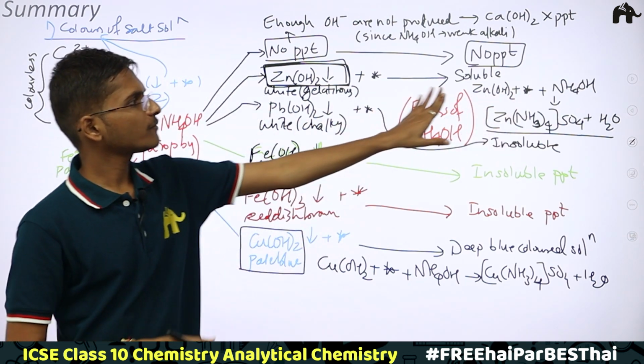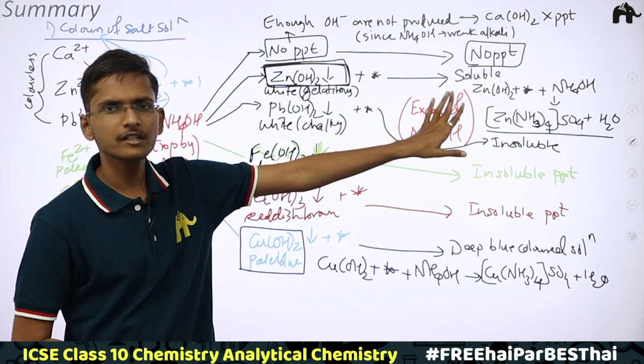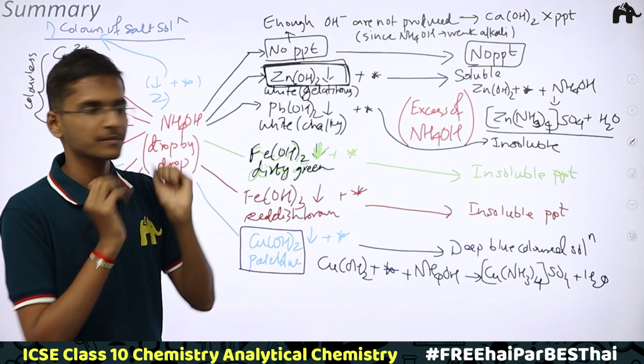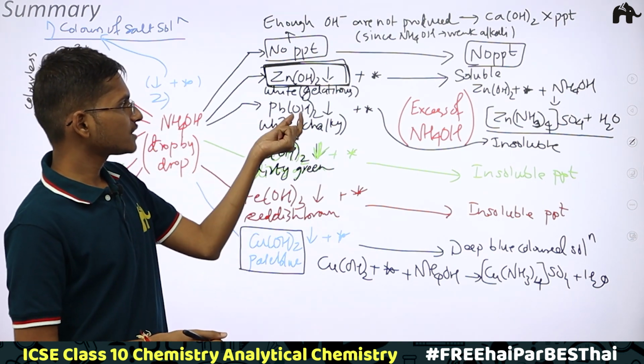Okay, it is not balanced here. I haven't balanced it because it's just for reference, right? It's a summary, so we are trying to make it crisp. Next is lead hydroxide precipitate.